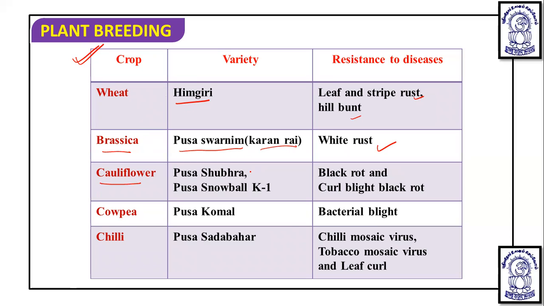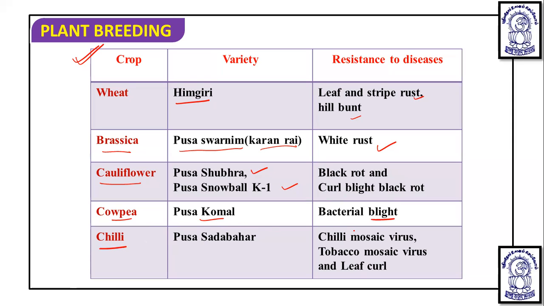Then in cauliflower, there are two varieties, Pusa Shubhra and Pusa Snowball K1. Both varieties gain resistance against black rot and curl blight black rot disease. Black rot means black colored dark patches develop. In the same way, in cowpea, there is the Pusa Komal variety, which is resistant to bacterial blight disease. We have just studied that bacterial blight in rice is caused by Xanthomonas oryzae, and here in cowpea, the bacterial blight resistant variety is Pusa Komal.